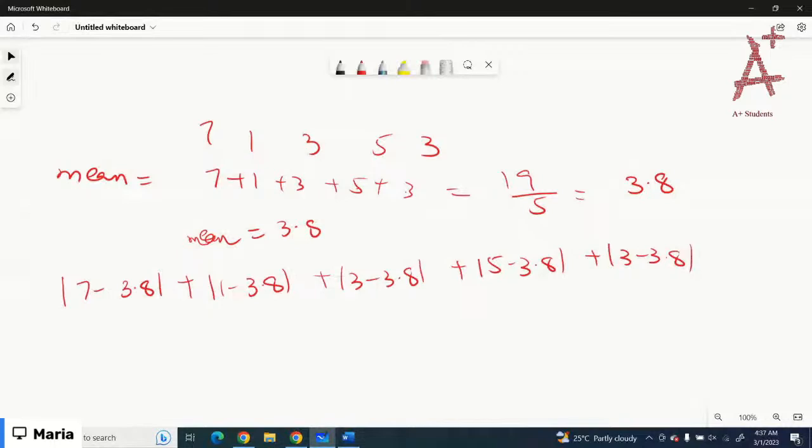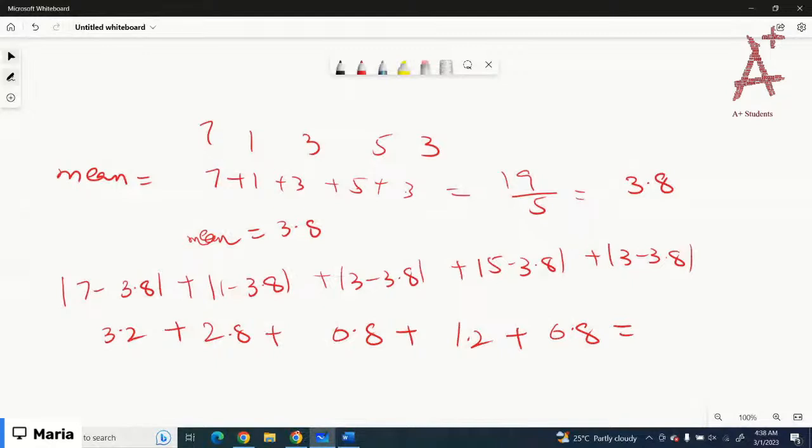7 minus 3.8 is 3.2. 1 minus 3.8 is 2.8. 3 minus 3.8 is 0.8. 5 minus 3.8 is 1.2. 3 minus 3.8 is 0.8. Just add them all. It would be 0.8 plus 1.2 plus 0.8 plus 2.8 plus 3.2.